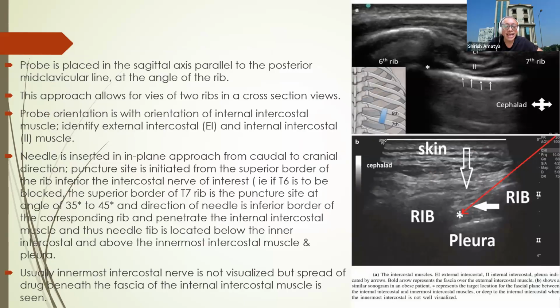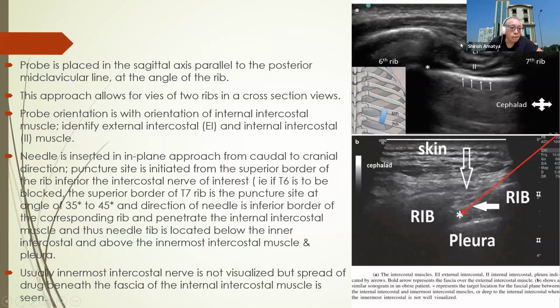This is basically at the angle of the rib, and when we put our probe in the sagittal axis, in the posterior mid-clavicular line, we can typically see the picture that is shown in the slide. So this picture is between the 6th and 7th rib. You can see a cross-section view of the 6th and 7th rib, and in between the 6th and 7th rib cross-sections, you can see the window through which we can easily see the glittering pleura.